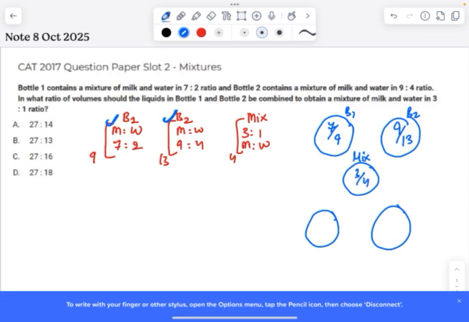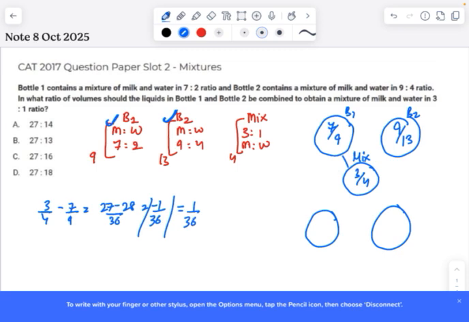Now you just need to subtract. In the first go you will do 3/4 minus 7/9. So this will become 27 minus 28 over 36, which gives us minus 1/36. Just ignore the negative value, write the positive one, so we'll write 1/36 here.